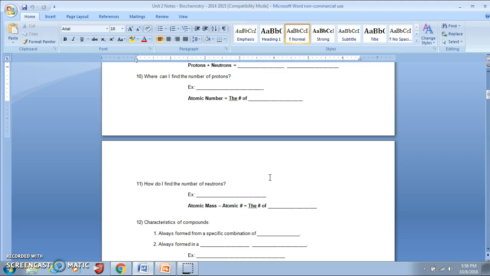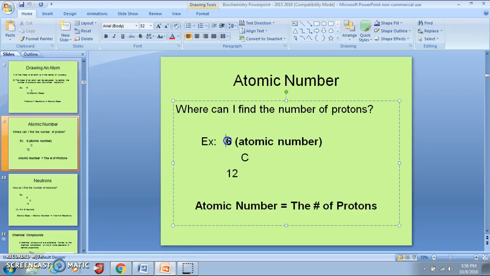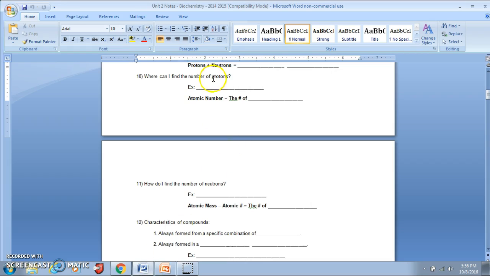So the example we gave was again carbon. And we're going to specifically say that 6 is the atomic number, which is the number of protons. So we can go ahead and fill that in here for number 10.